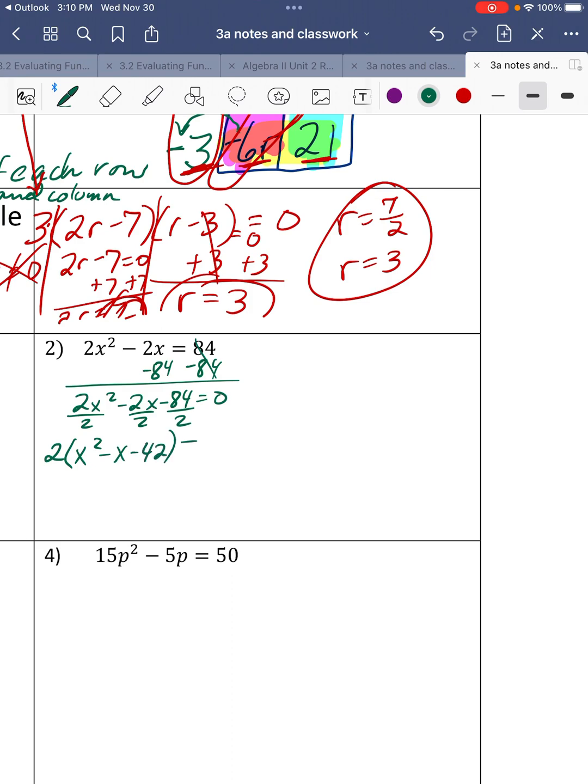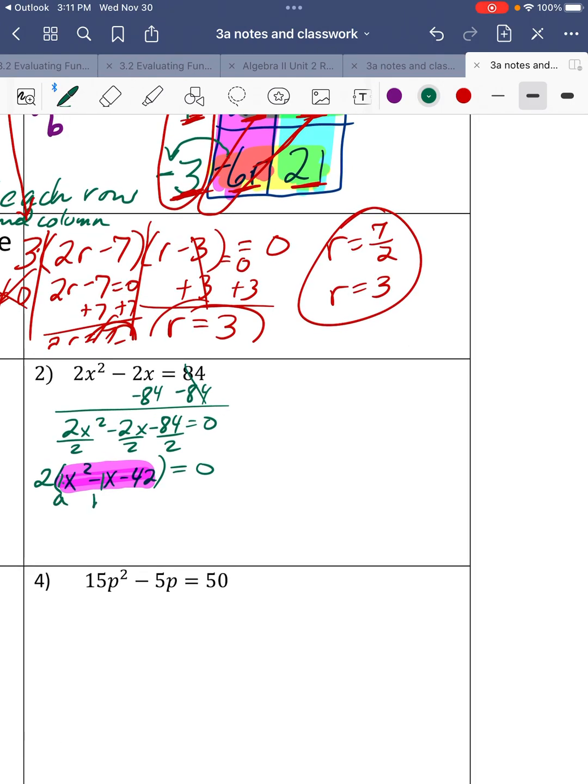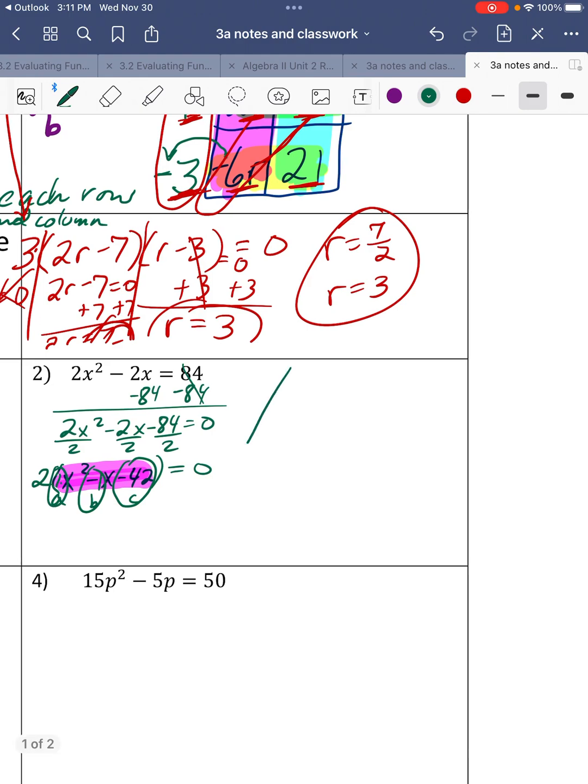Really they're 1s, but 1 times x or 1 times x squared is just x or x squared. So now I have on the outside a greatest common factor of 2. I'm going to factor the inside further. We have our a is 1, b is negative 1, c is negative 42. So we do a times c, what adds to b.